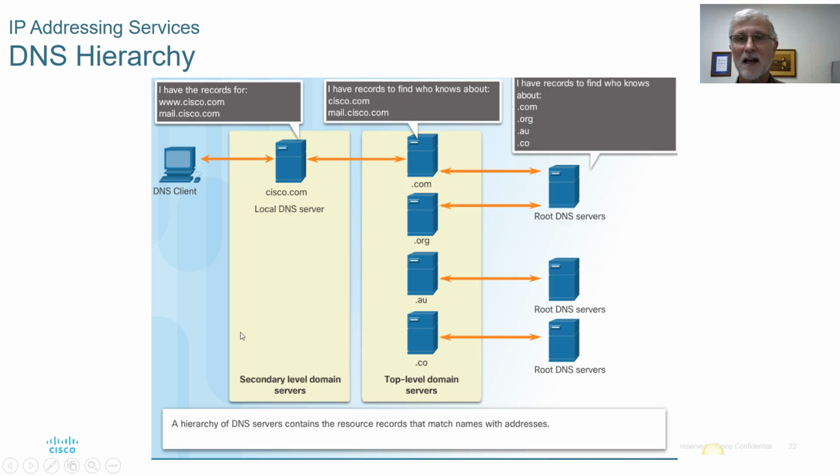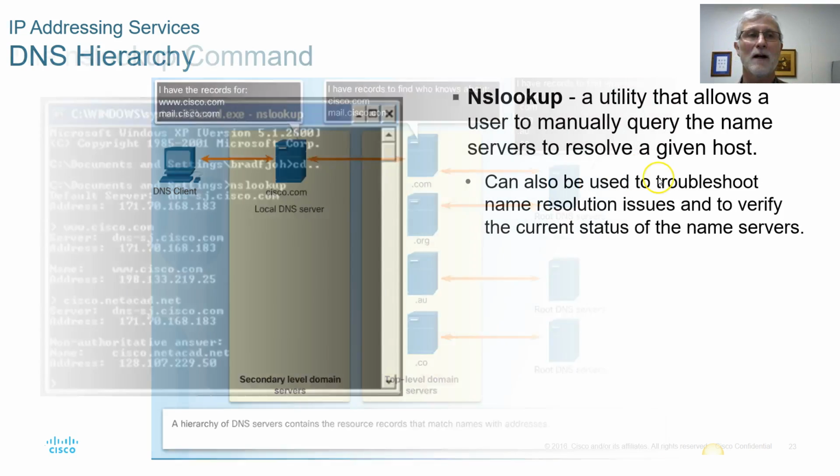DNS has this hierarchy, so I'm not always having to go all the way to the end to get the final record, the final IP address and name. I can go just as far as I need to get the information. If I don't have it at the secondary level, I go to the top layer to get it and move on.